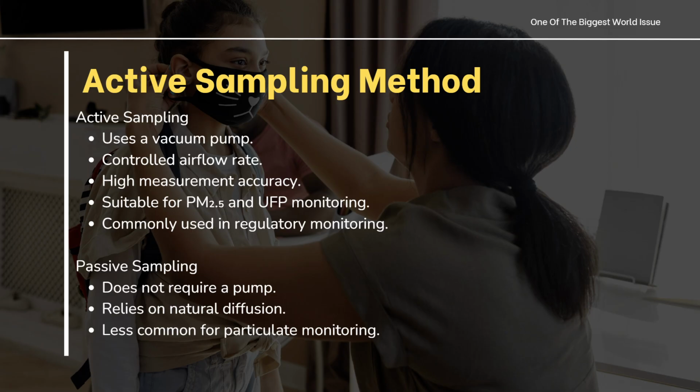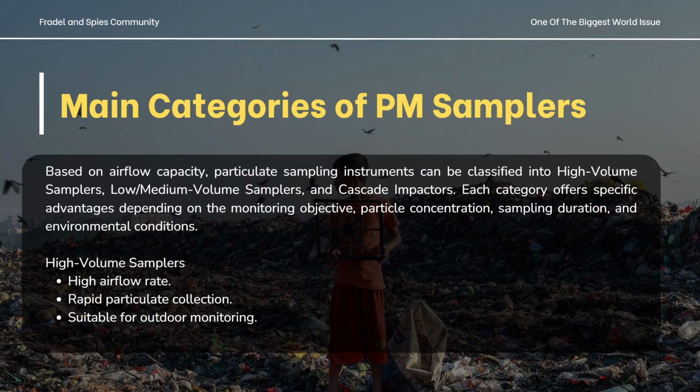Active sampling has several features, including use of a vacuum pump, controlled airflow rate, high measurement accuracy, suitability for PM 2.5 and ultrafine particle monitoring, and common use in regulatory monitoring. Passive sampling does not require a pump, relies on natural diffusion, and is less common for particulate monitoring.